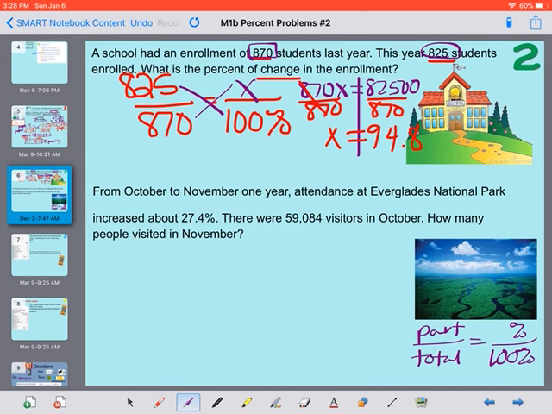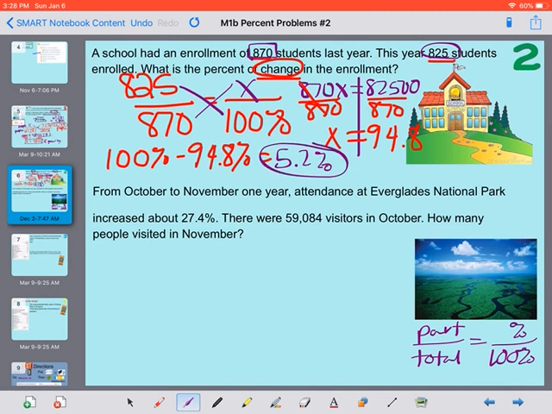So they want to know what percent did it change. So out of our 100% total, we can subtract our 94.8% to tell us what was the percent that the population changed. So 100 minus 94.8 gives me 5.2%. That is our percent change.